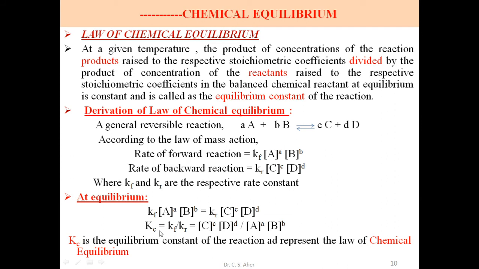What is the formula? The law of chemical equilibrium for this reversible reaction is equal to the rate of the forward reaction upon the rate of the reverse or backward reaction, which equals the multiplication of the concentrations of C and D raised to their molar coefficients, divided by the multiplication of the concentrations of A and B raised to their molar quantities. C and D are the products and A and B are the reactants in the whole reaction. So this is the law of chemical equilibrium, and Kc represents this equilibrium constant.